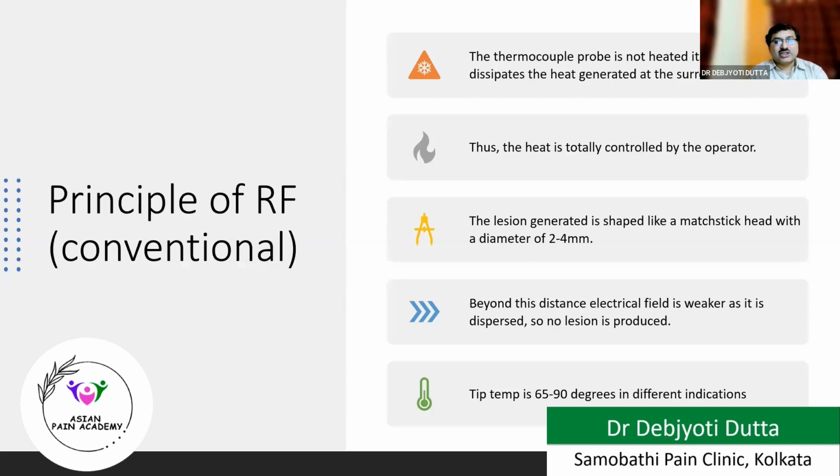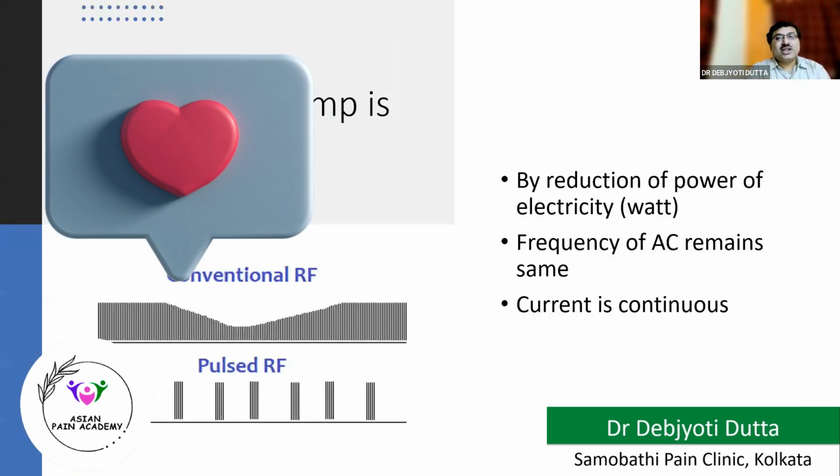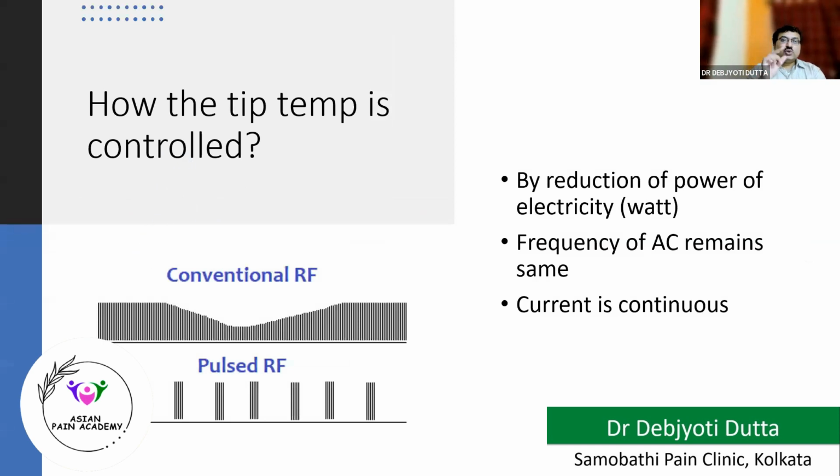And the tip temperature, we keep between 65 to 90 degrees Celsius in the case of conventional radio frequency. That is our desired temperature for various nerves. So by that way, we can actually do the lesioning of the nerve. So if you have any question regarding conventional radio frequency, please ask me.